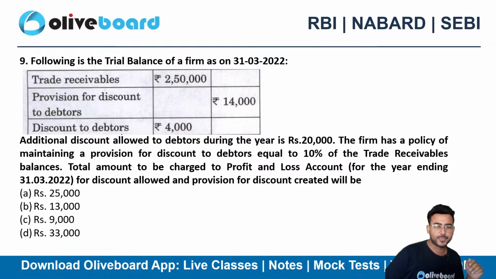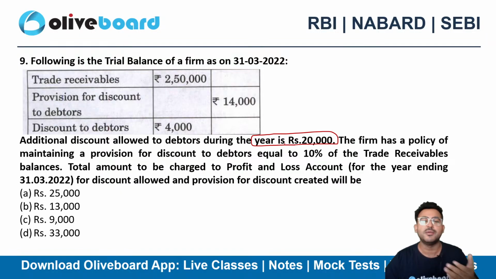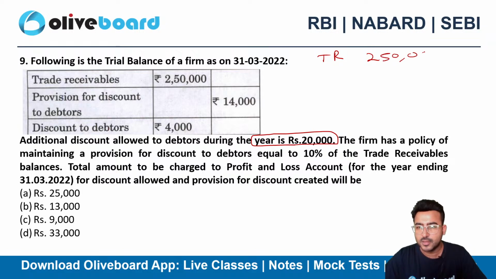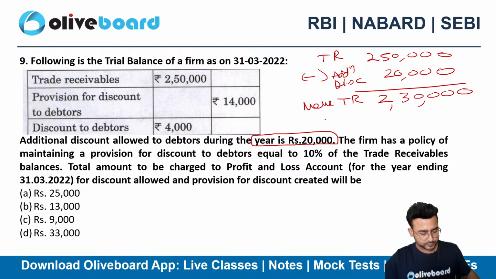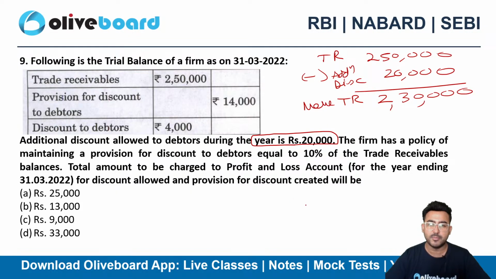Additional discount allowed to the debtors during the year is 20,000. So I need to give 20,000 more discount. और ज्यादा डिस्काउंट देना है. So trade receivables का बैलेंस कितना चल रहा है? 2,50,000. और कितना डिस्काउंट देना है? Additional discount 20,000. So can I say that the new balance will be 2,30,000? This will be my new debtor, new trade receivable balance, and on that I need to maintain a provision of 10%.